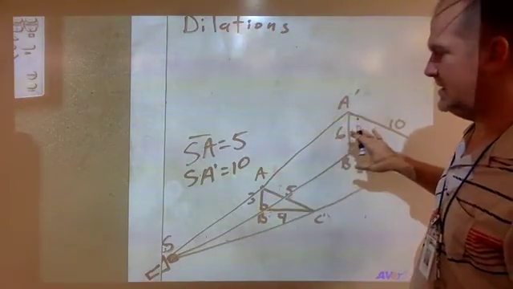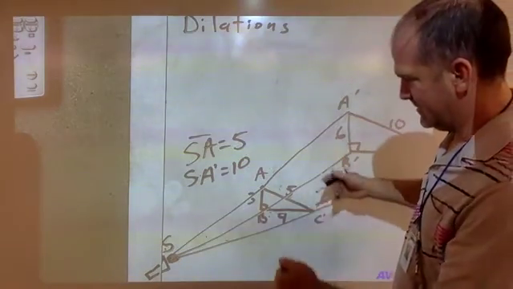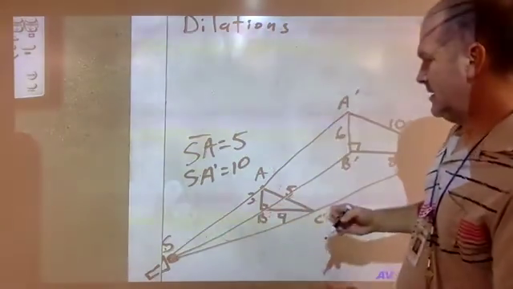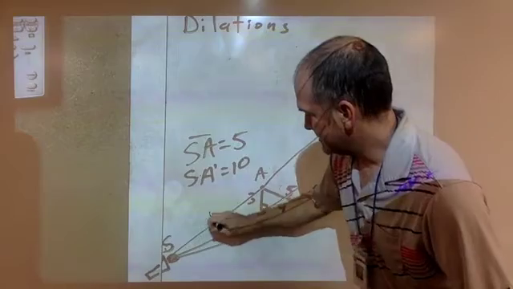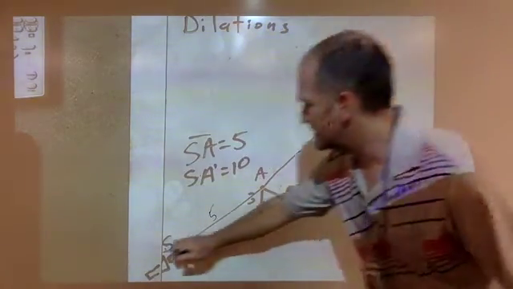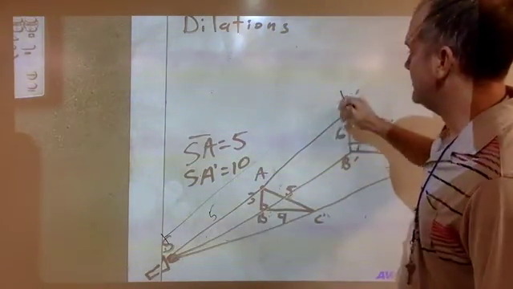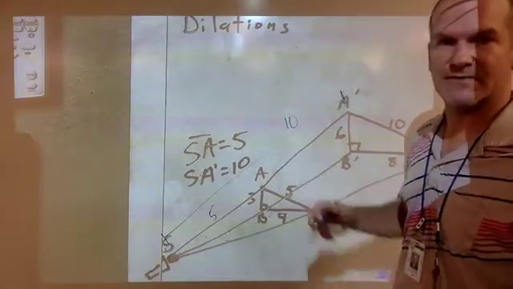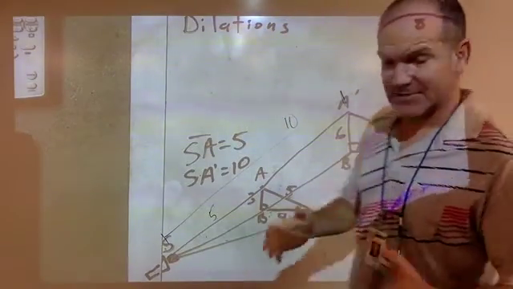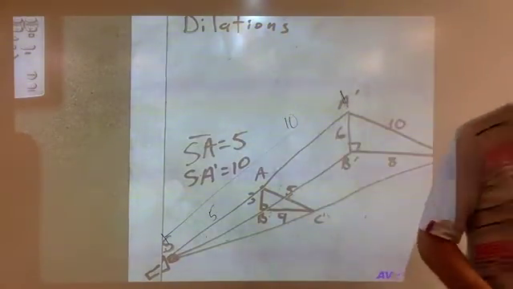You guys all did well on that last test. Now you have to understand the distance thing here. So that distance right there would be 5. This distance from S all the way to A prime, that's 10. It's twice as far away. And that's really it. That's everything you need to know about dilations.